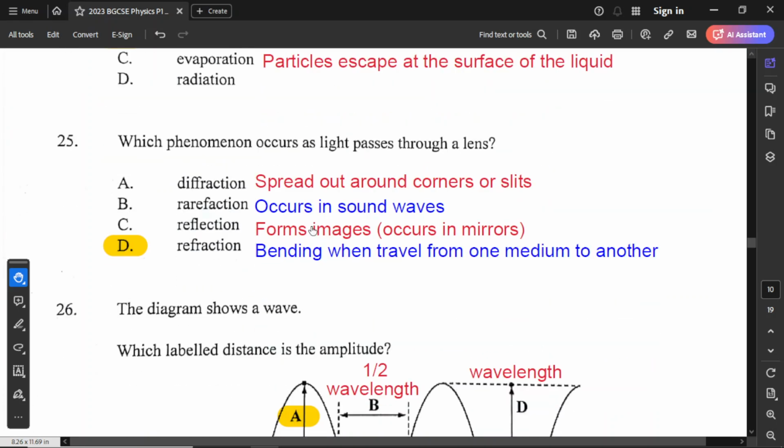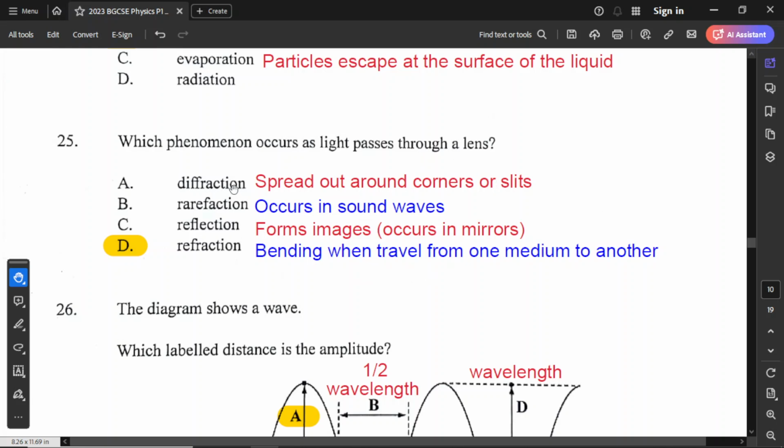For 25, which phenomenon occurs as light passes through a lens? This will be refraction for sure. Refraction is when light bends from one medium to another, and this applies not just to light but to any waves. So this is bending when traveling from one medium to another. In this case, it's light.